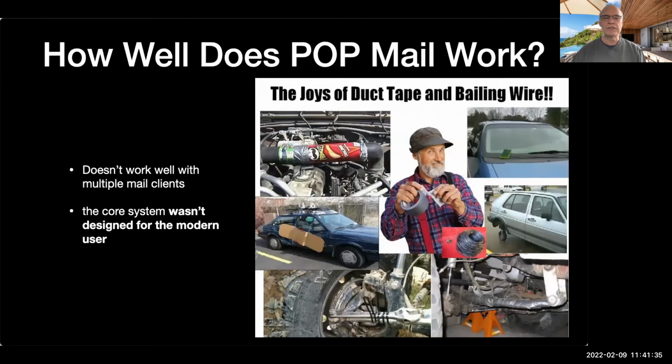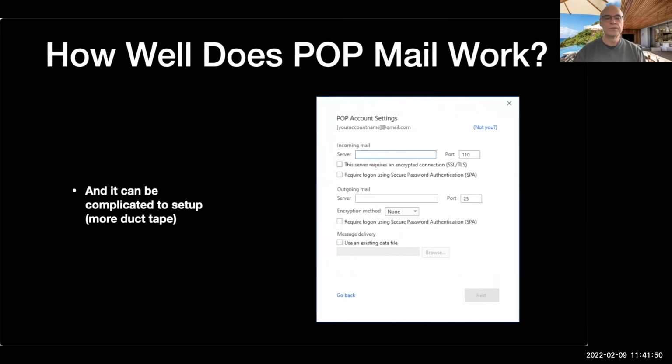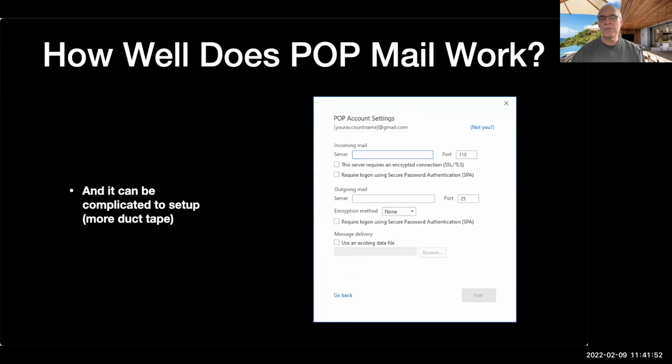So POP doesn't really work well with multiple devices like a computer, an iPad, and a telephone. POP has been enhanced, and it's really just a lot of duct tape and baling wire. It just wasn't designed for the modern internet. And it can be complicated to set up. There's server names, encryption choices, data files. It's not good. So let's move on to look at IMAP.